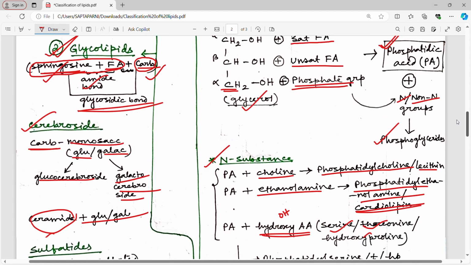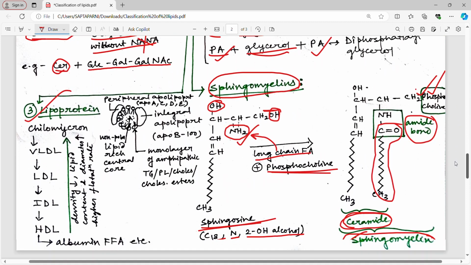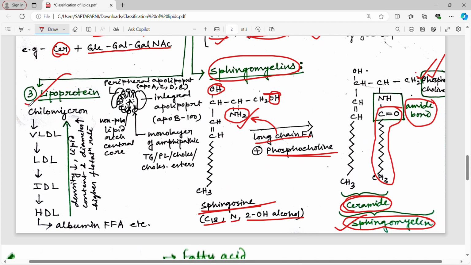Now coming to the third type of compound lipid, which is lipoprotein. From the name it is very evident that here the lipid will be conjugated with protein. Lipid and protein both will be present there. See here, this is a general structure of lipoprotein, where you can see a globular ball-like structure which contains a monolayer of phospholipids or triglycerides. These are the polar head groups and these are the non-polar tail groups.